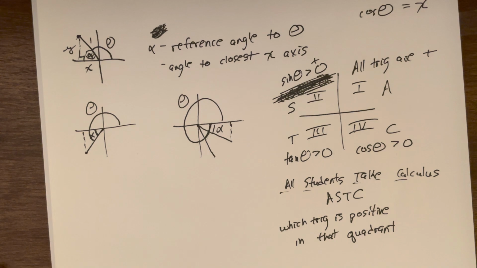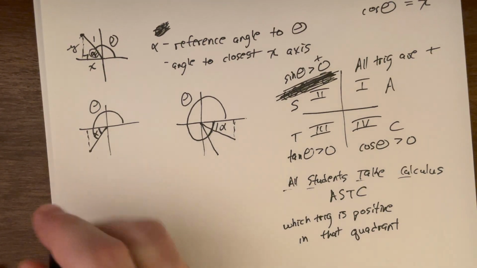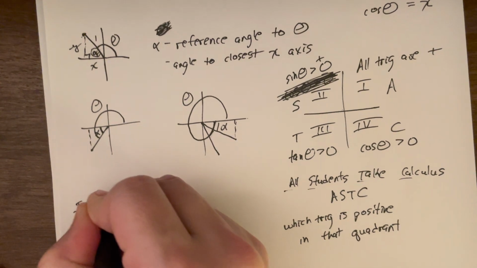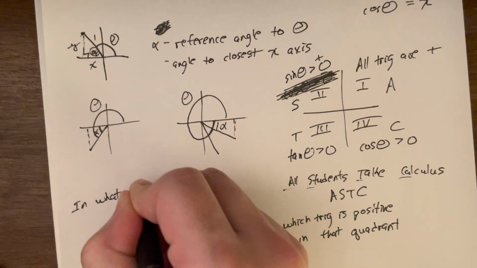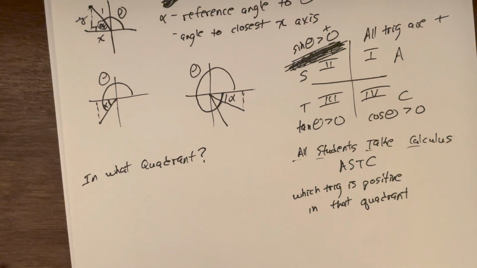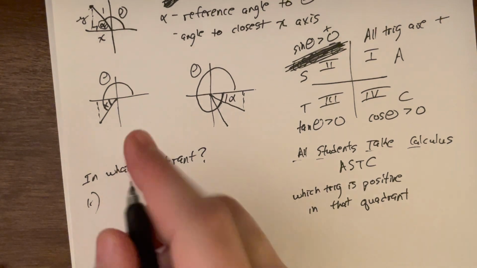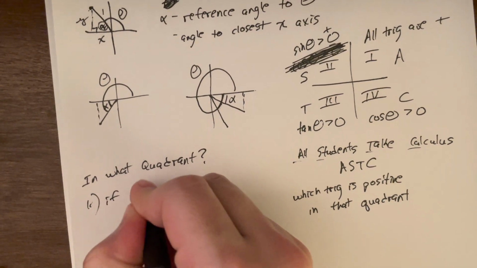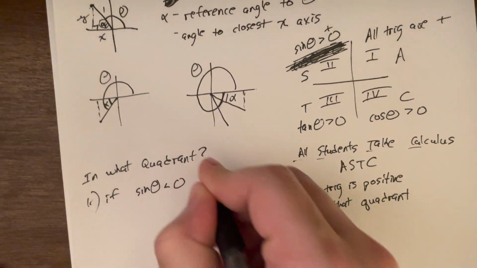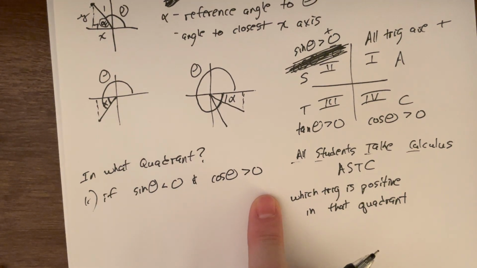Okay, so now we can start testing. We could start asking the question, in what quadrant? Let's start off number 1. In what quadrant are we in if sine of theta is less than 0 and cosine of theta is greater than 0?